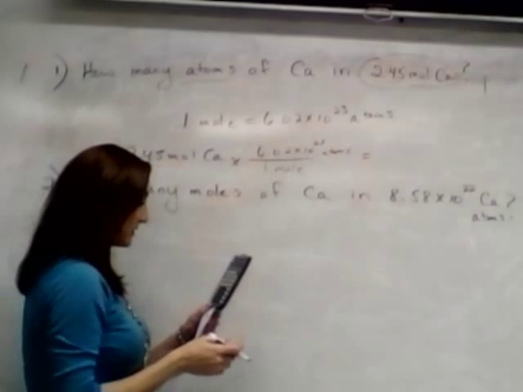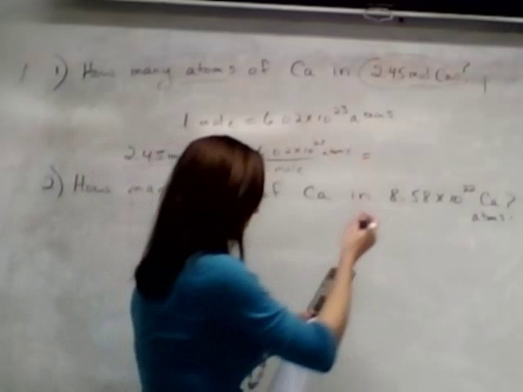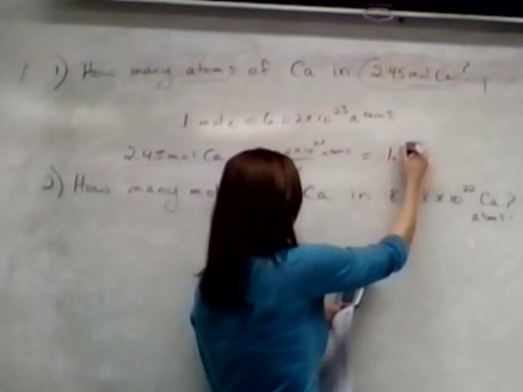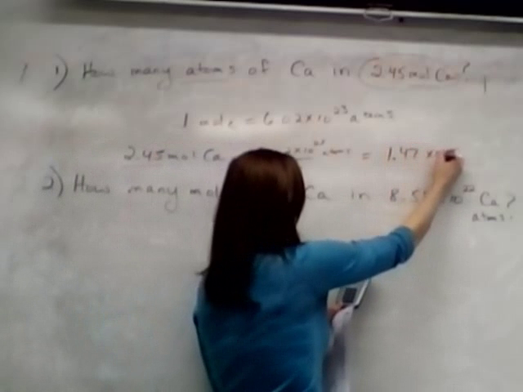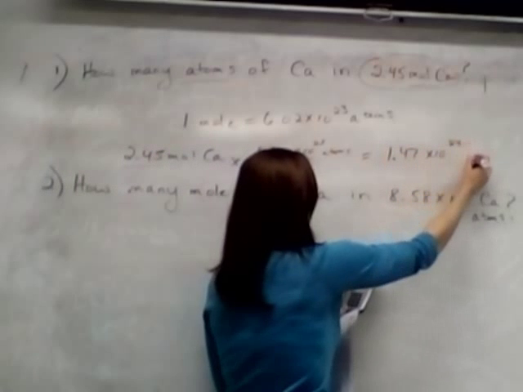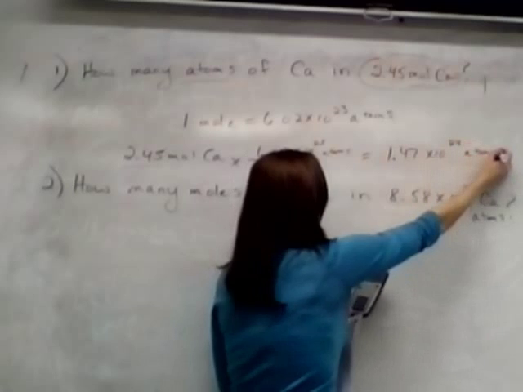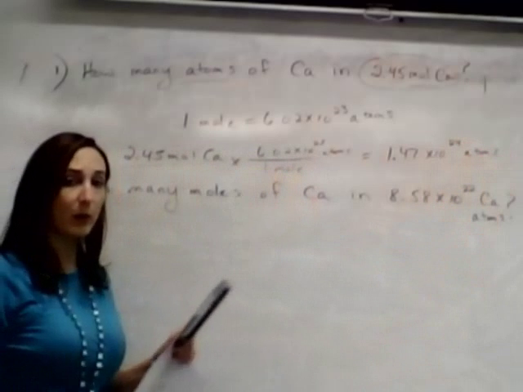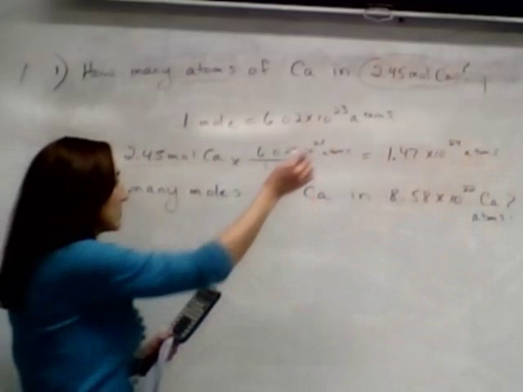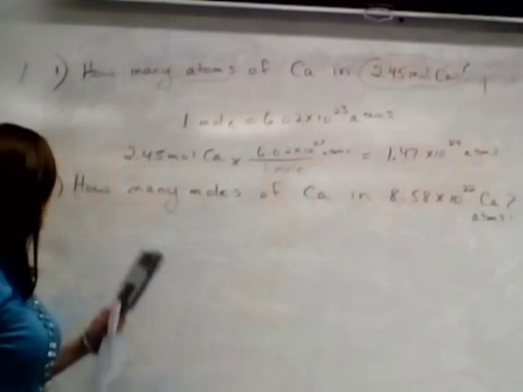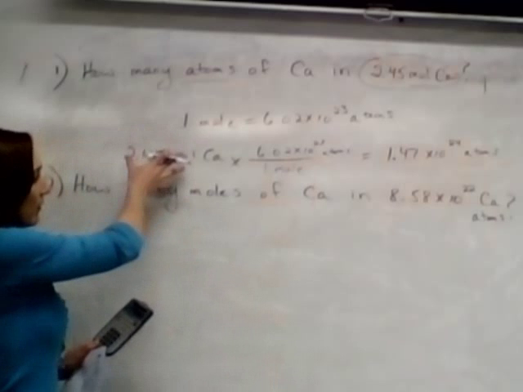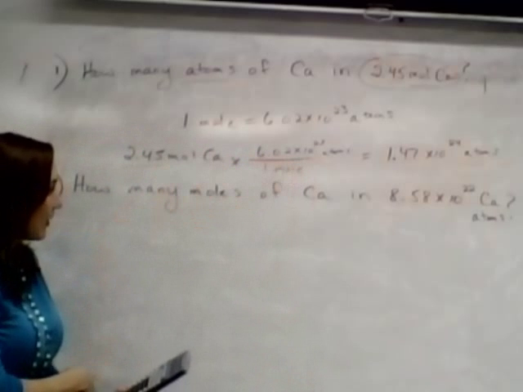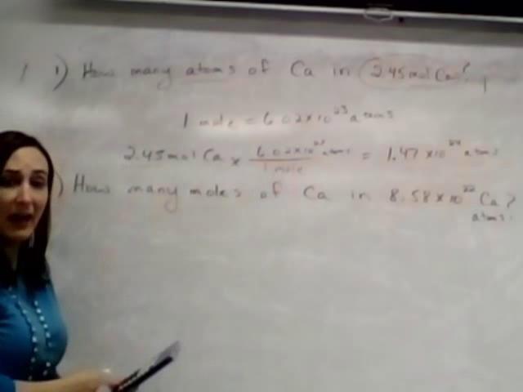So I get 1.4749 times 10 to the 24th. With 3 digits, this would be 1.47, and then don't forget the exponent part, times 10 to the 24th. And the units will be atoms. There is a unit on every number that we write down. This number is no different. That unit should be atoms. Okay, so that's one type of calculation you may have to do. The second type of calculation you might have to do is exactly the reverse.